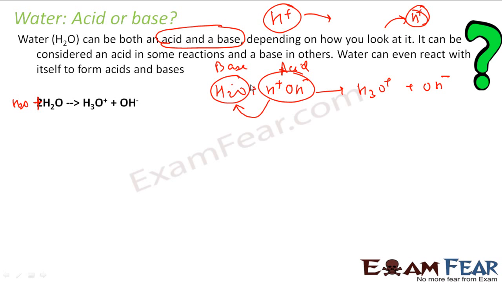but you see both are water. So in this reaction, some part of water is acting as acid, some part of water is acting as a base. So this is a typical reaction where water is acting both as acid and base. It is accepting hydrogen also and it is giving hydrogen also. Correct?